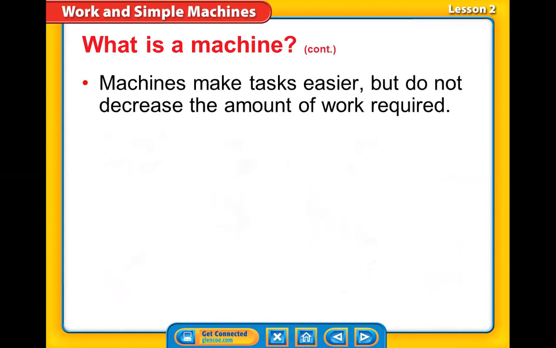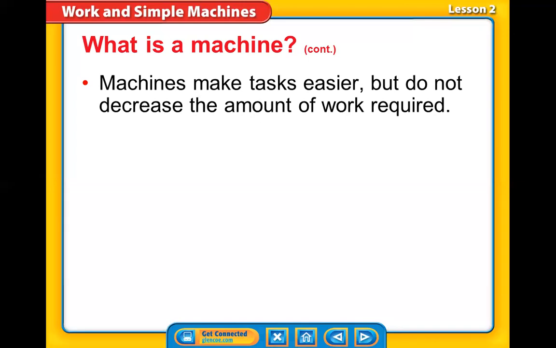Machines make the tasks easier for us, but they do not decrease the amount of work required. It means if I needed 10 joules to lift something up, the machine that I will use will change my force, the force that I will apply, but to produce the required amount that is needed to lift it. So the machine will take my force, change it, and produce the work required for the job, which is 10 joules. It will not change the work. It will not change the amount of work needed.